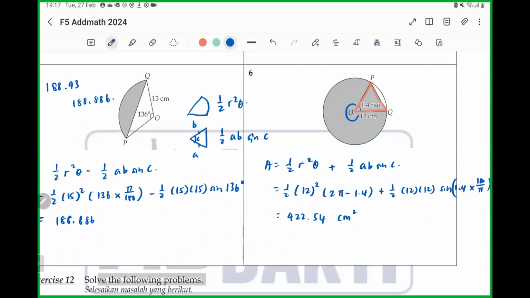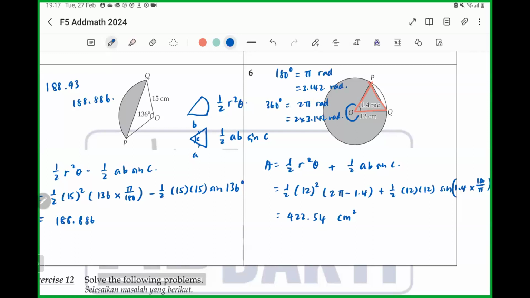Still okay? Good. Why 2 pi? Because 180 degrees is actually pi radians, or else you can say it is 3.142 radians. If it is 360 degrees, then it will be 2 pi radians, or you can say that it is 2 times 3.142 radians.